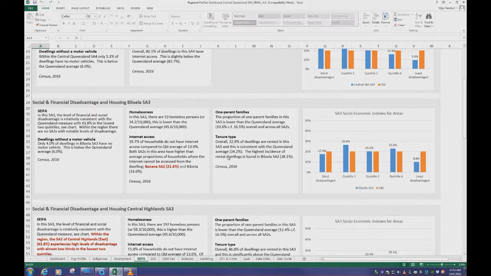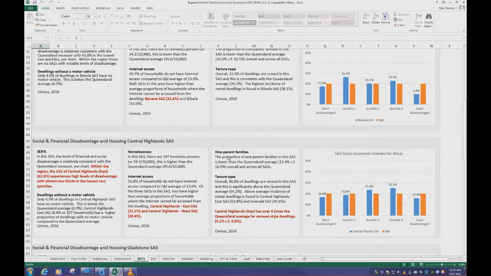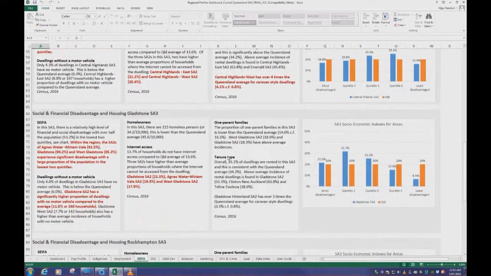These are not always markers of disadvantage, and they should be viewed in relation to the particular location. For example, high proportions of households without a motor vehicle in the inner city doesn't necessarily pose high levels of disadvantage, and this is due to the access to public transport.